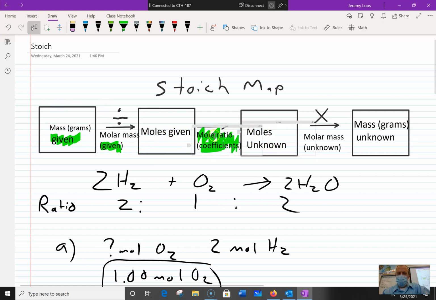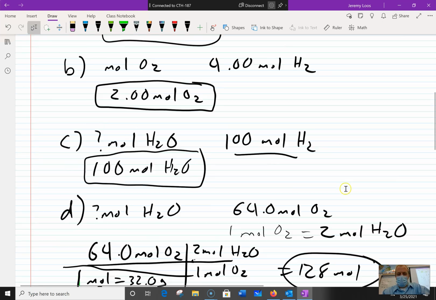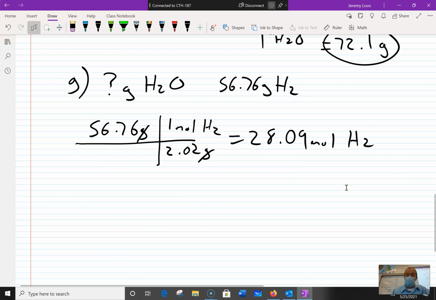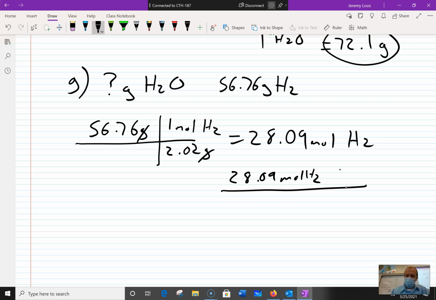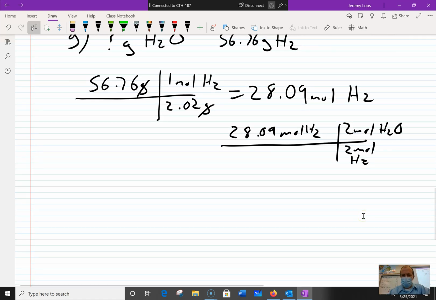So the next thing we want to think about is the mole ratio. This is the only time I'm paying attention to these coefficients here. It's 2 to 2. What that means is that it's the same. It's also 28.09 moles of H2O. Now, the dimensional analysis, this may seem crazy to some of you, but it would look like this. Now, when you multiply something by 2 and then divide by 2, it doesn't change it. But that's what the dimensional analysis would look like.